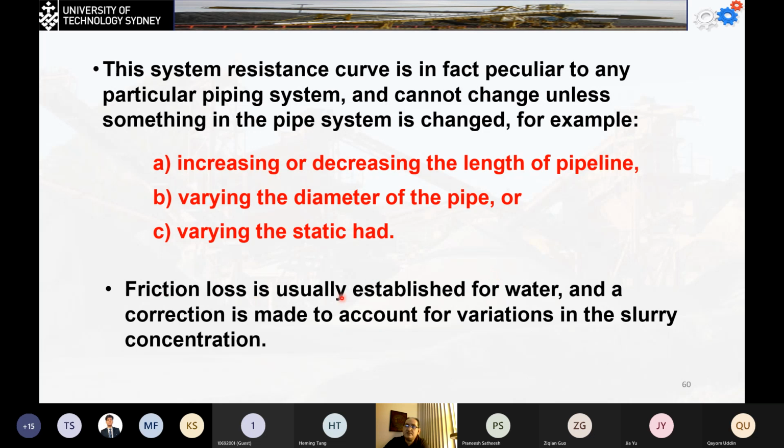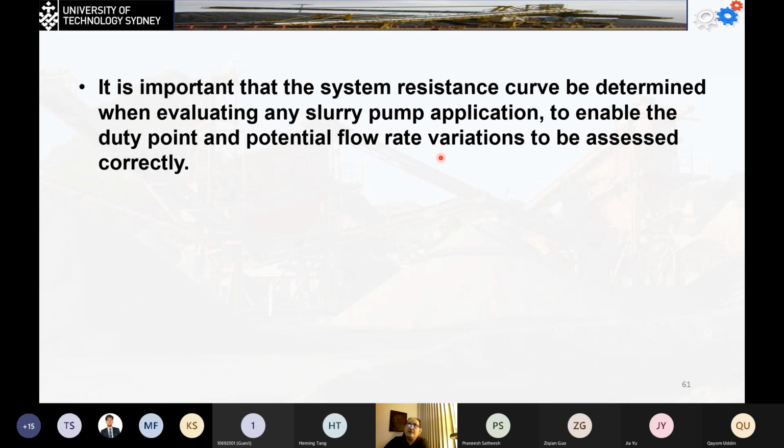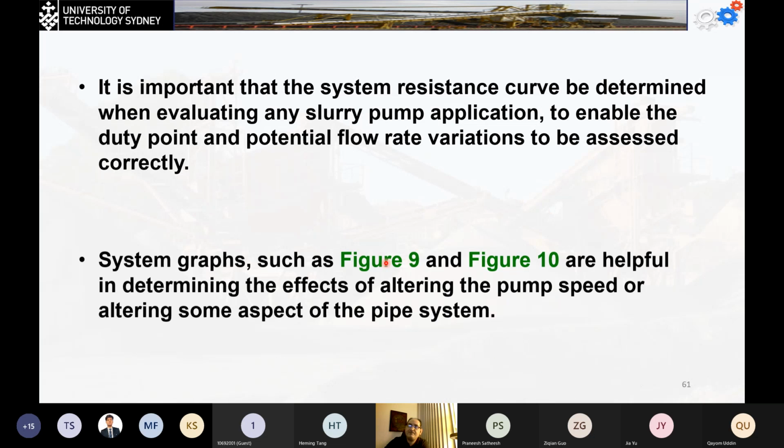The friction losses are usually established for water, and then we have a correction factor to account for the variation in the slurry concentration. We need to determine the resistance curve when evaluating any slurry pumping application, to enable the duty point and the potential flow rate variation to be assessed correctly.